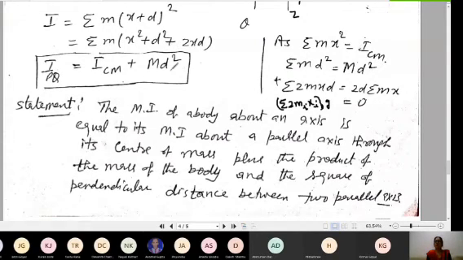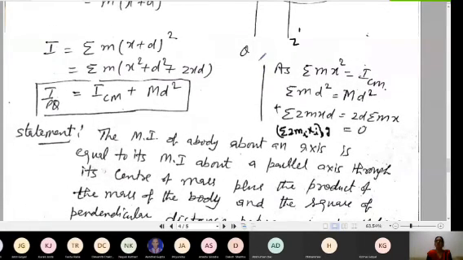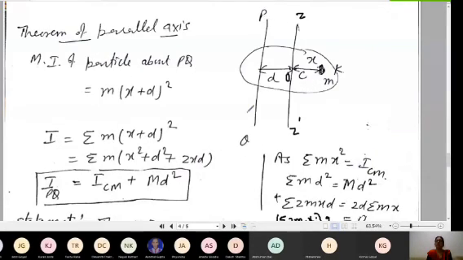moment of inertia. But of course, you have to take care that these two axes need to be parallel. So it means PQ should be parallel to this axis which is passing through its center. Then only you will be applying this theorem.